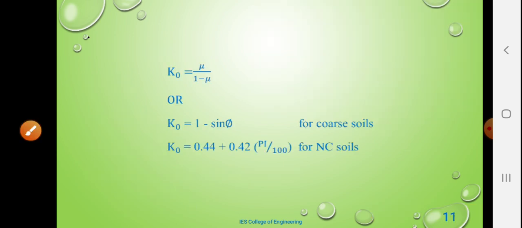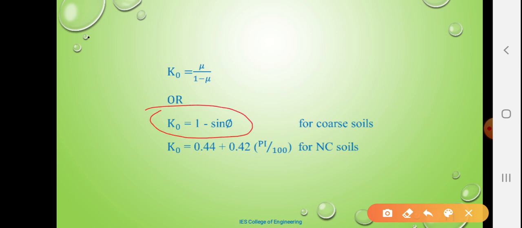And another expression for K0. K0 means coefficient of earth pressure at rest. K0 equals 1 minus sin phi for coarse soil, and K0 equals 0.44 plus 0.42 PI by 100 for normally consolidated soils.